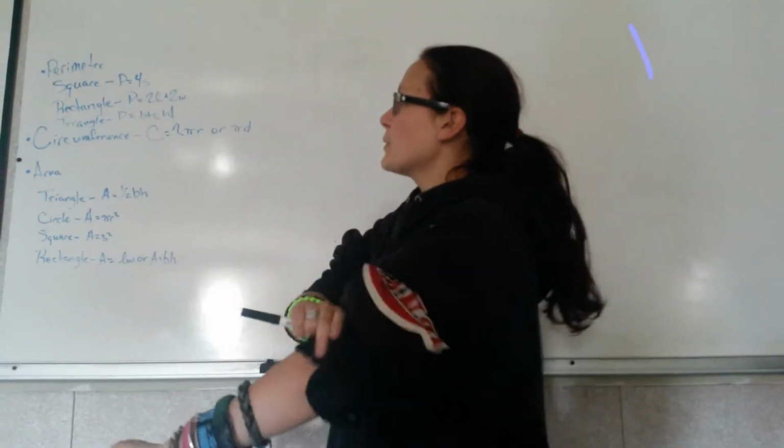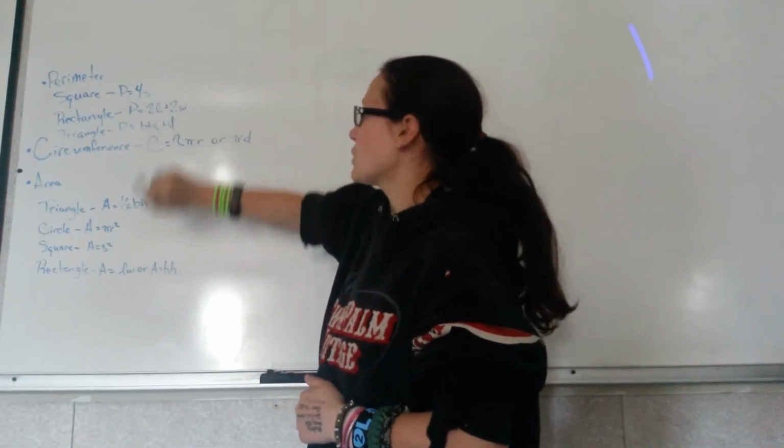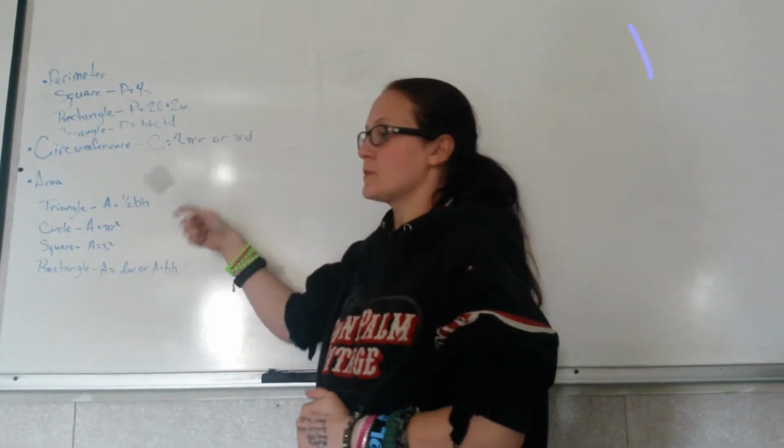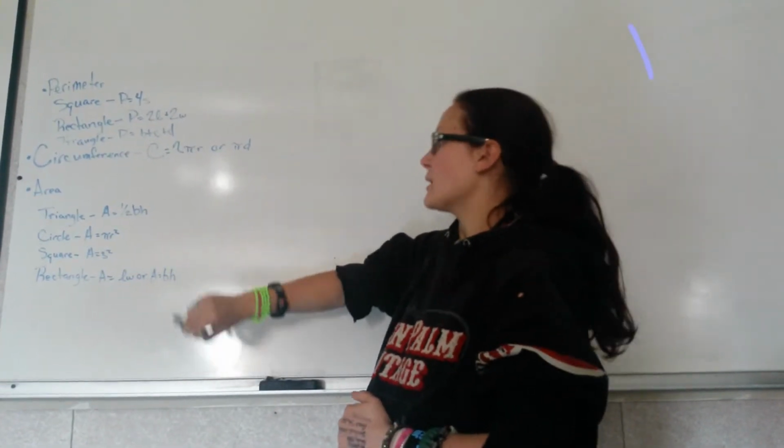Okay, today we're going to learn how to find the perimeter of a square, rectangle, and a triangle. For a circle, it's different, so it's called circumference. We're also going to find the area of a triangle, circle, square, and a rectangle.